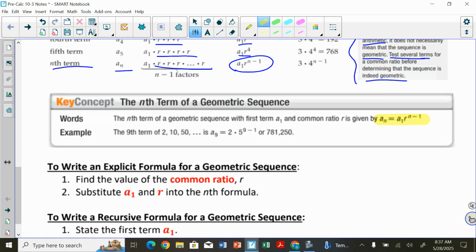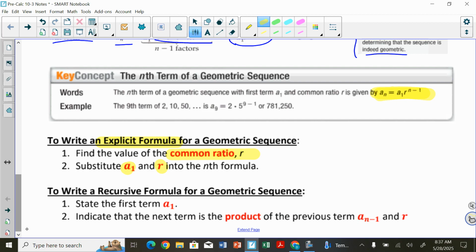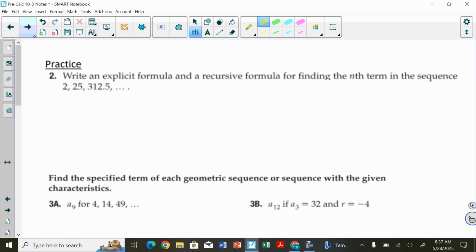Let's talk about finding the value of a common ratio, or writing an explicit formula. To write an explicit formula, you're going to find that r value. That's the first key. And then you're going to substitute a1 and r into this formula right here. Okay, you do that, and that's how you're going to write an explicit one. Very similar to the arithmetic. With recursive, you're just going to state that this is a1, and then you're going to write it as a product, not a sum, a product of the previous term and r. Okay, so let's show an example of that, how it works. So explicit formula, recursive formula. Let's start with an explicit formula.